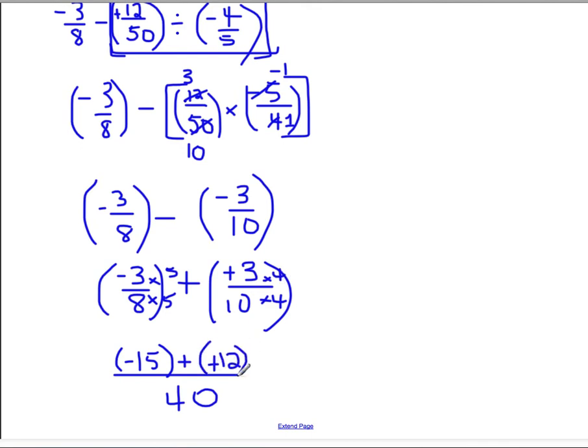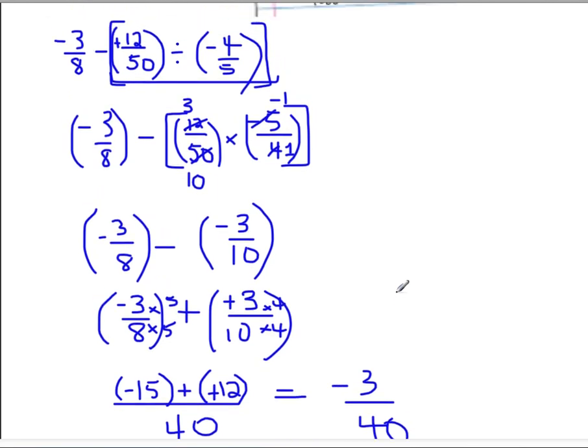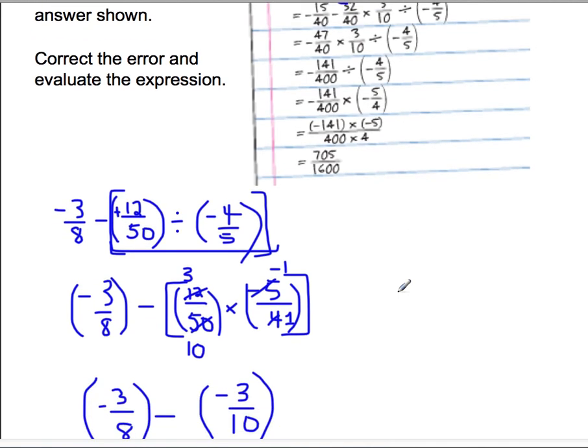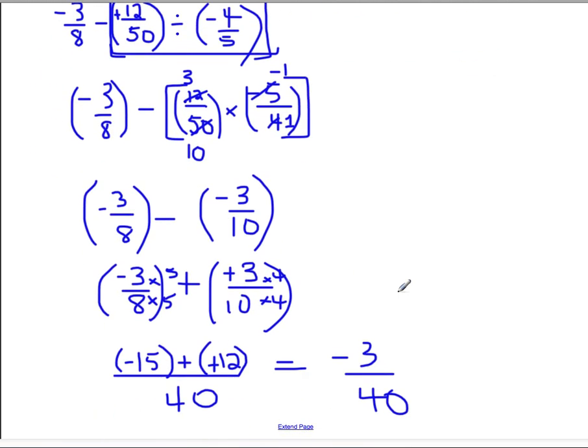Let's deal with the numerator. I'm going 15 left. I'm going 12 right. So I end at 3 left. So negative 3 over 40. So now this is a pretty tough question. So please, once again, feel free just to press pause, watch it again. And then if you need any help, I'm going to be there tomorrow.